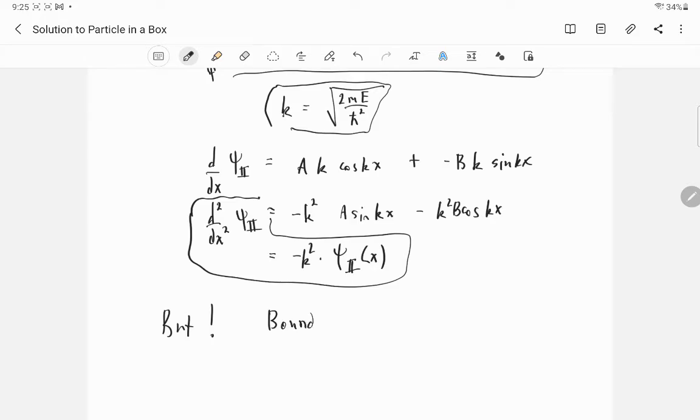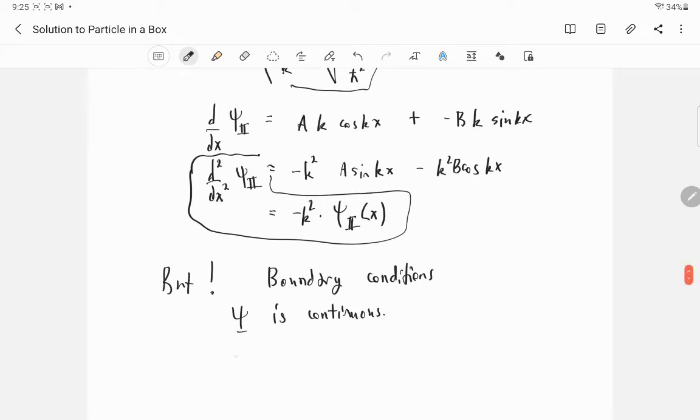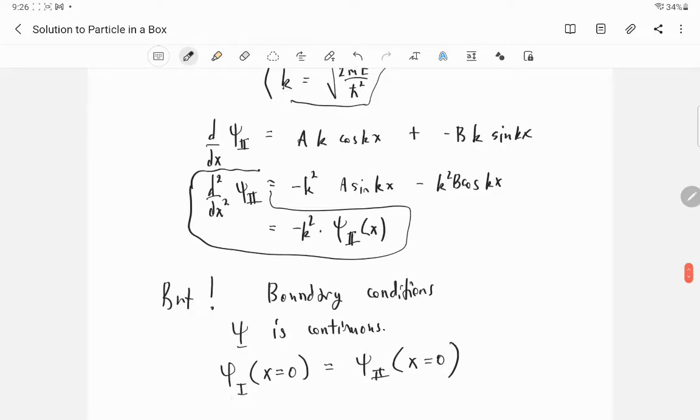But there are so-called boundary conditions. One of them that's really important is that psi is continuous, right? So the wave function is continuous. What does this mean? It means that psi from region 1 at x equals 0 is equal to psi from region 2 at x equals 0.